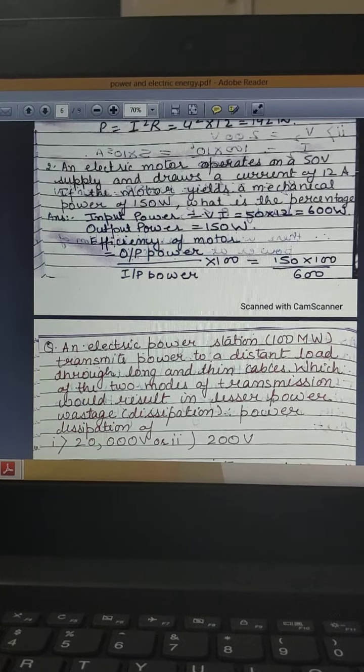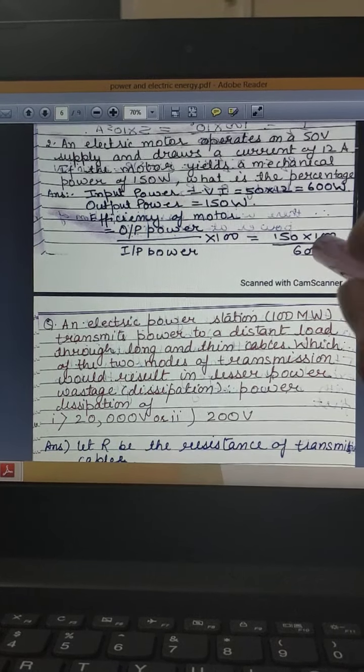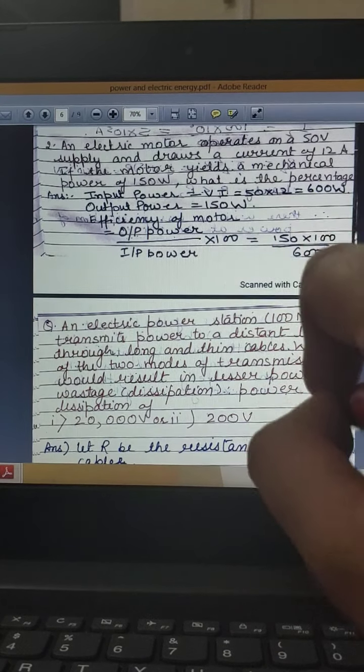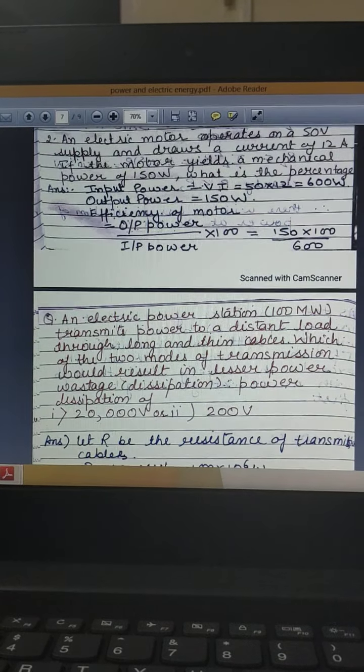So from here we will calculate the efficiency. Okay, now let us move to next numerical.